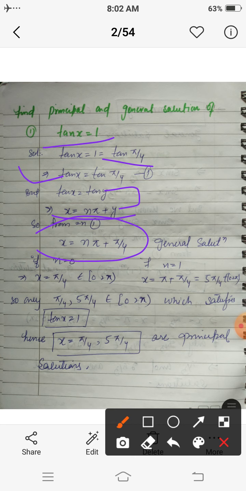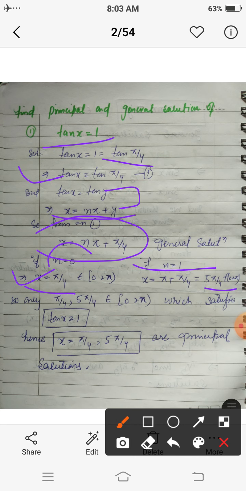Now how to find the principal solutions? For n equals 0, the value of x is pi by 4. For n equals 1, the value is pi plus pi by 4, that is 5 pi by 4, which also belongs to this interval 0 to 2 pi, because pi by 4 is 45 degrees plus 180. Its value is less than 360, that is why it is a principal solution.